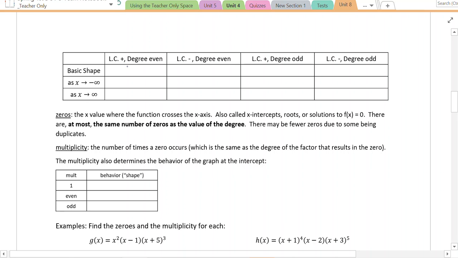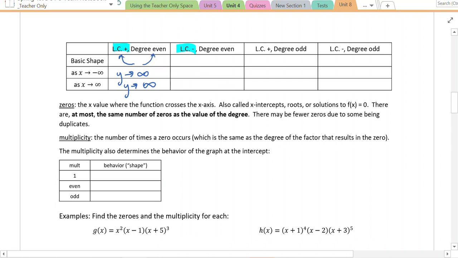Then the leading coefficient is positive, which means it's going to go up on one side and it's going to go up on the other. Which means that no matter whether you're going to negative infinity or positive infinity, the y is going to go to infinity because they're going to go in the same direction. Leading coefficient is positive for this one, leading coefficient is negative for this one. And for this one, if the leading coefficient is negative, it means that it's concave down. It opens down.